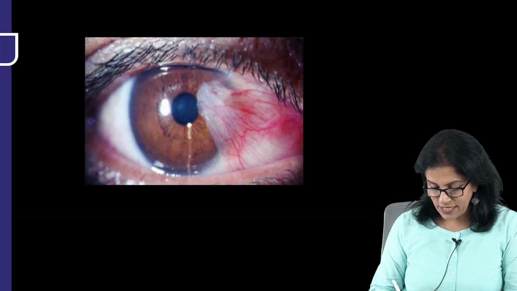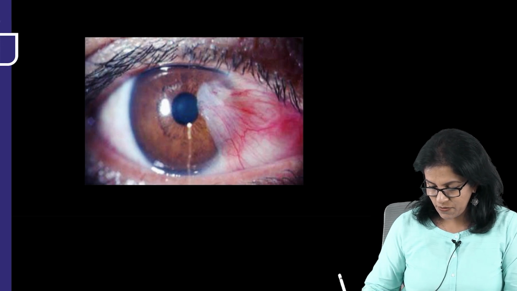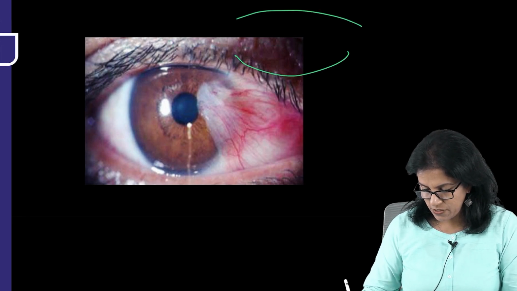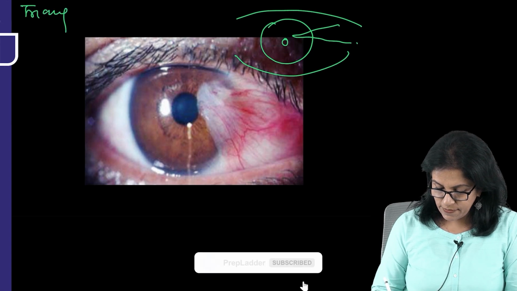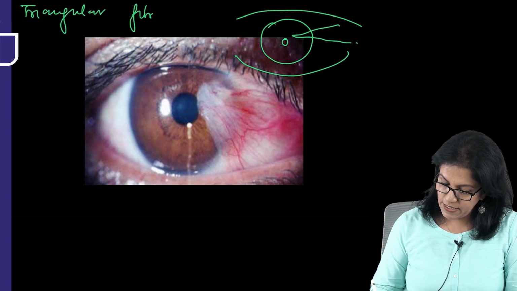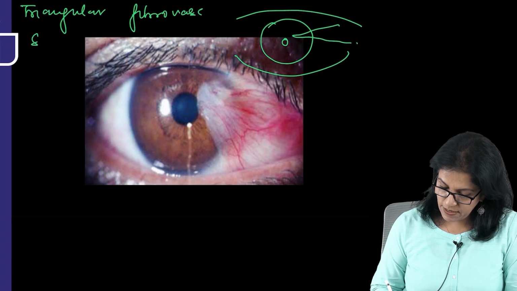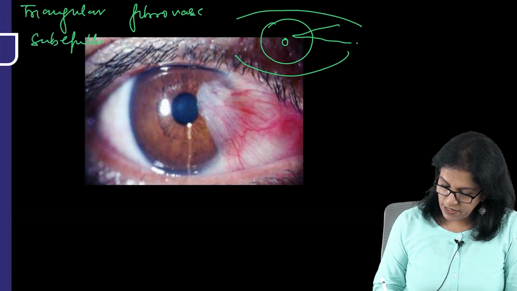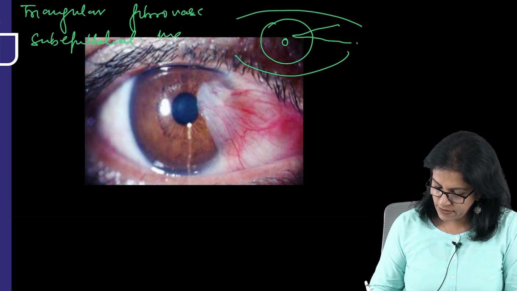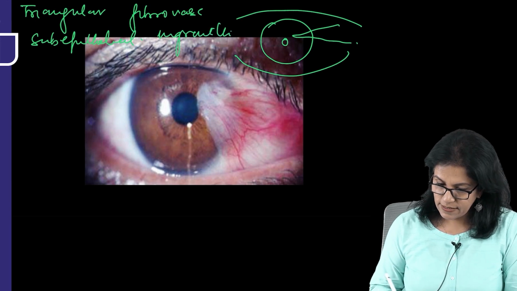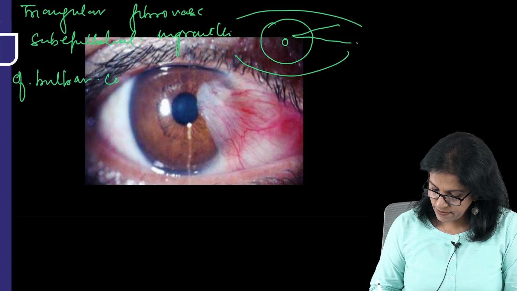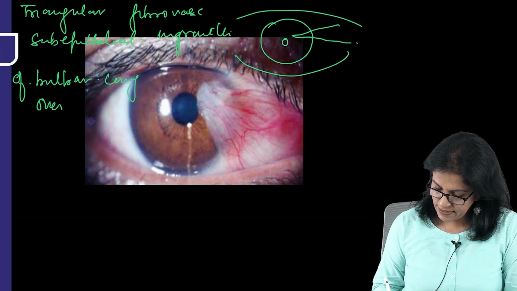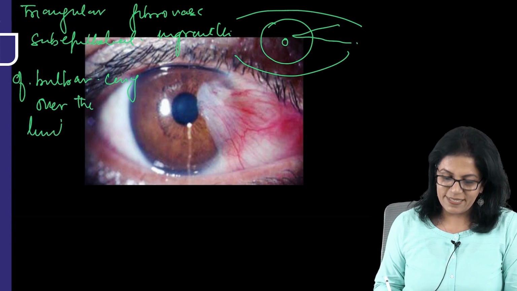Can we write it? What is pterygium? Write down here. I am writing for you. Please make the diagram also. Draw it on your copy like this. And now write the diagram and write the definition. Write down. It is a triangular fibrovascular subepithelial ingrowth of bulbar conjunctiva over the limbus. Okay? Over the limbus.